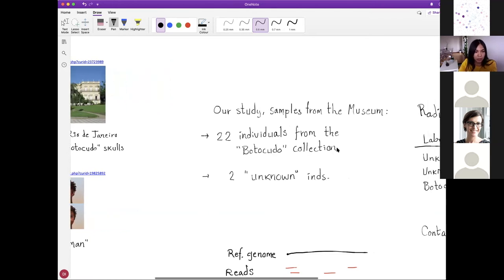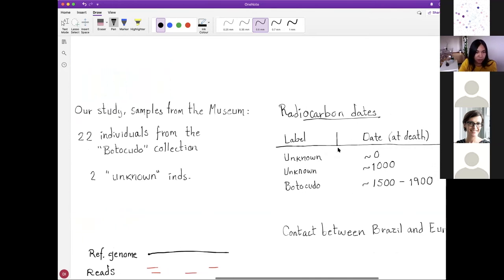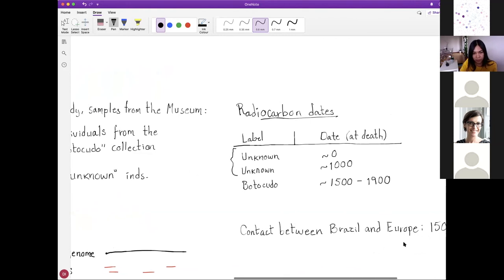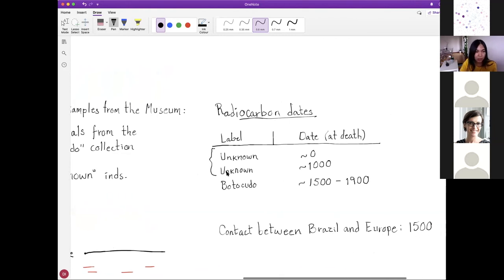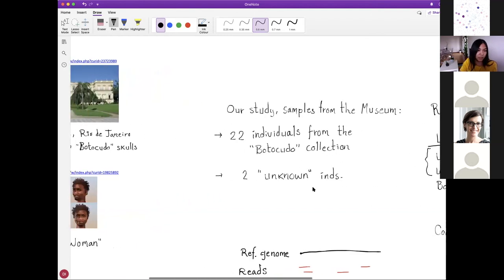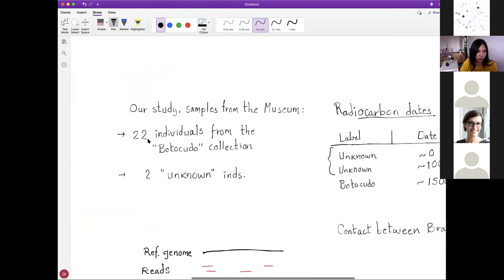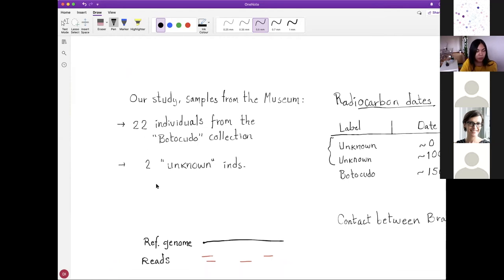We started by radiocarbon dating these samples. It turns out that the individuals of unknown affiliation are a bit older, so they probably died before the contact between Brazil and Europe, which is set at 1500. Whereas the other individuals of the Botocudo collection probably died in more recent times, all of them after the contact with Europe in 1500.